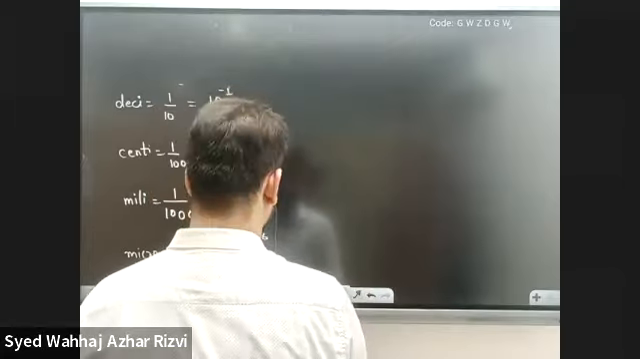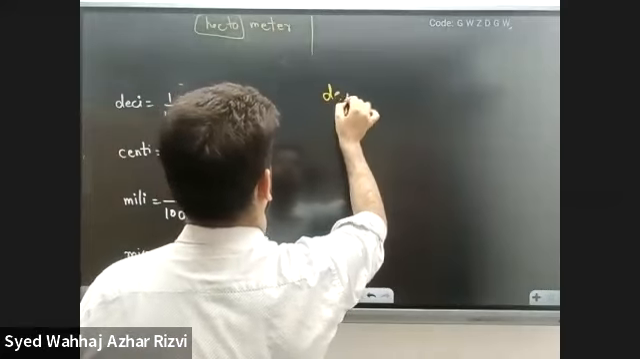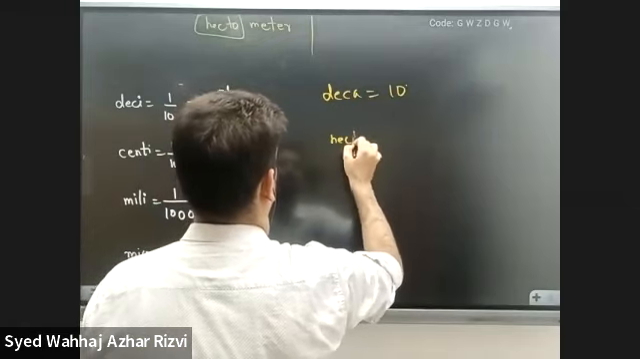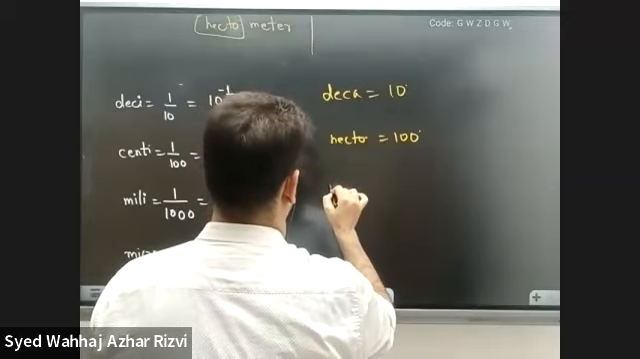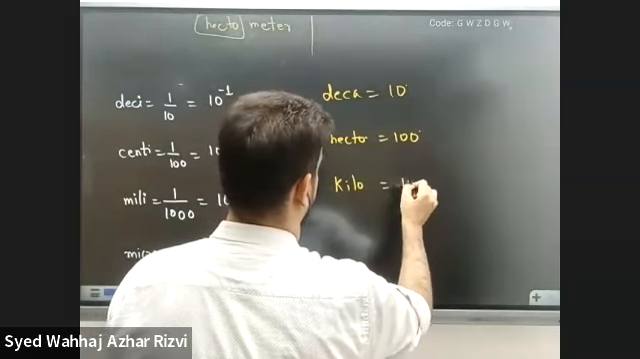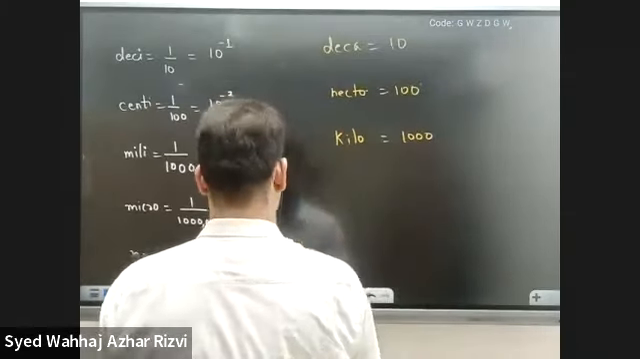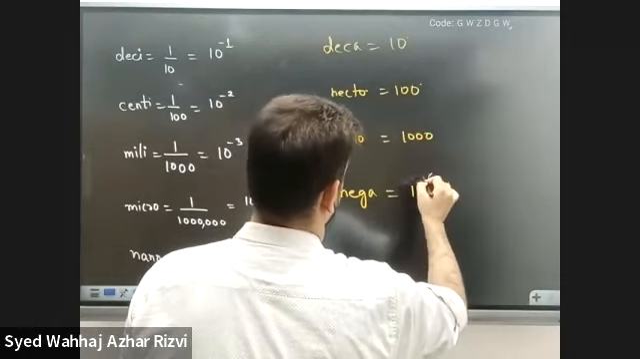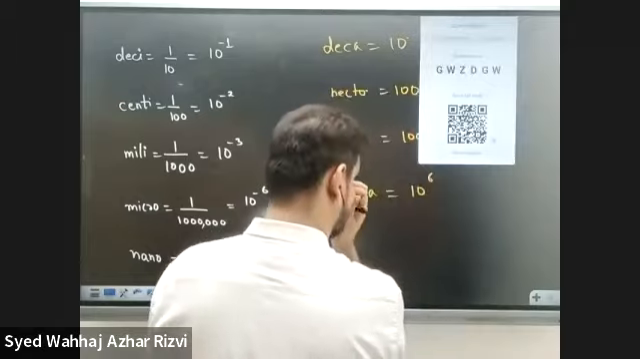Then we write some other prefixes. Let's write it in yellow. Yes, good color. So we write deca. It means simply 10. Hecto means 100. After that, we write kilo. Kilo means 1,000. Mega means 10 to the power 6. Kilo is 10 to the power 3. Hecto is 10 to the power 2. Deca is 10 to the power 1. Okay.